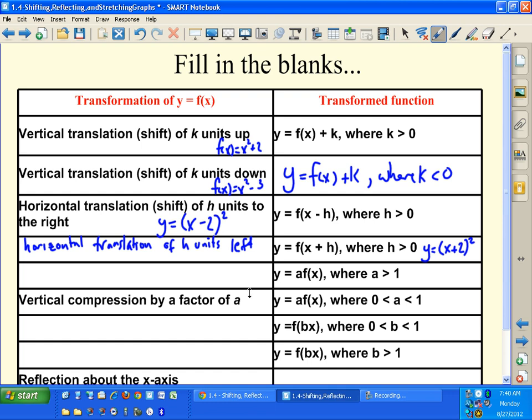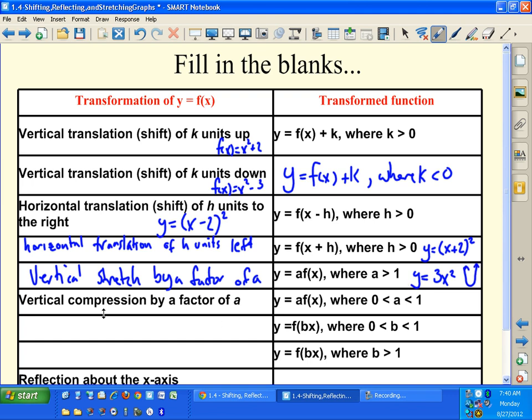And so if we put a value of a and we multiply some function by a, this is where we get a vertical stretch by a factor of a. And this is the same as saying like y equals 3x squared. This would make the graph much narrower than the original x squared.